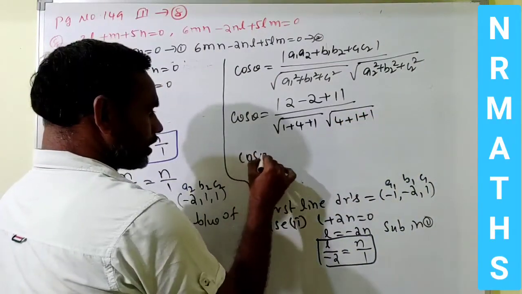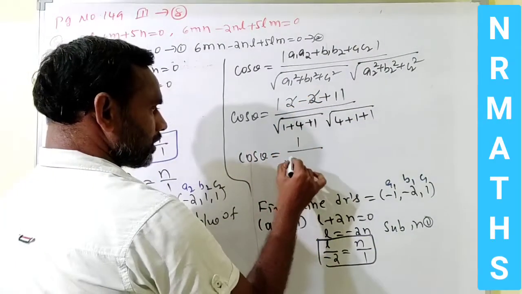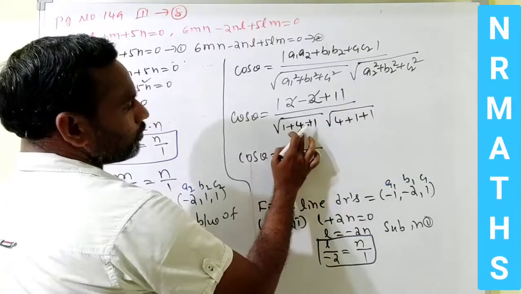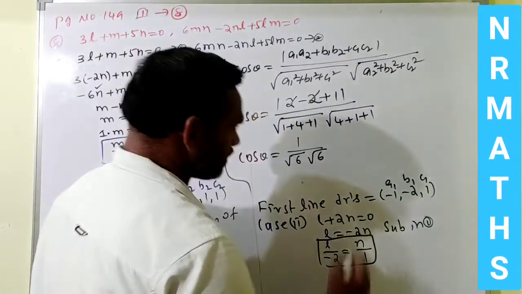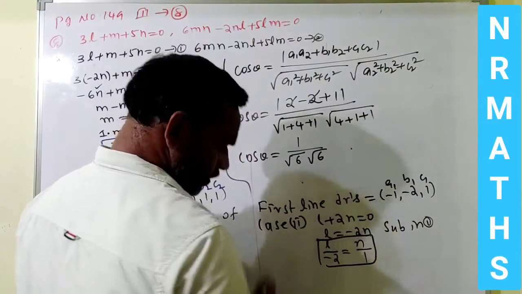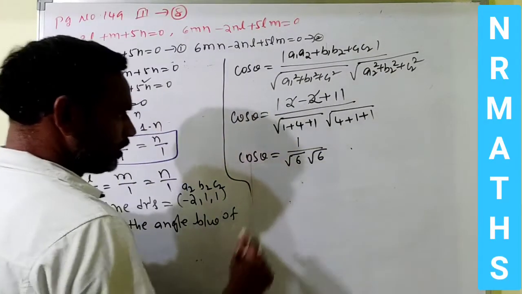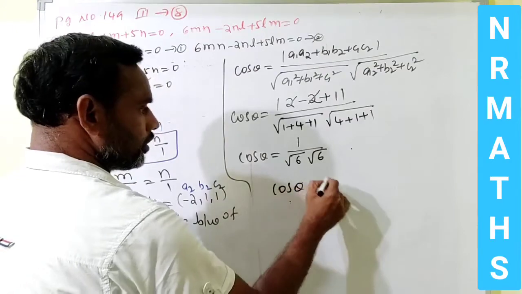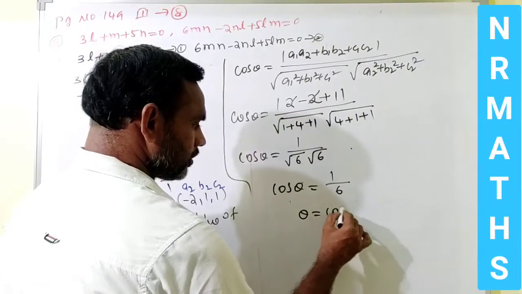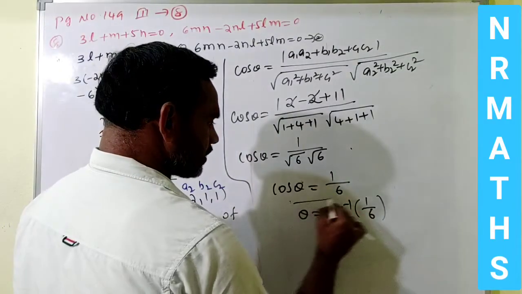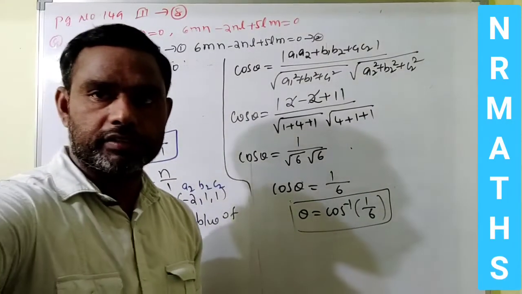Now cos theta is equal to -2 plus 2. Cancel. Mod of 1 answer is the 1. By denominator is the 1 plus 4, 5. 5 plus 1, 6, root 6. Here also root 6. That means cos theta is equal to 1 by root 6 into root 6 answer is the 6. That means theta is equal to cos inverse of 1 by 6. Required angle theta is equal to cos inverse of 1 by 6.